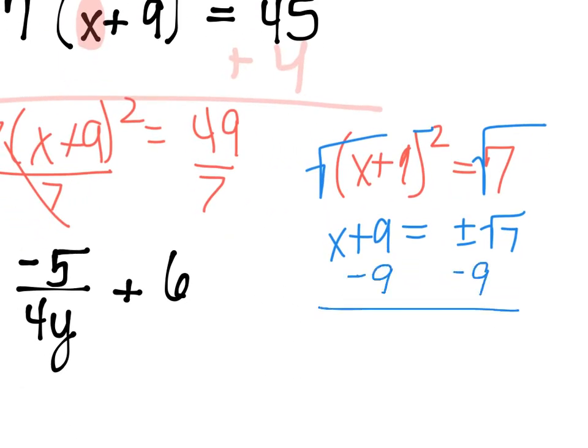Now, guys, when you do this, here's how I want you to write your answer. Put your whole number out in front, and then you have your plus minus root 7. If you write it the other way, it has to be positive root 7 minus 9 and negative root 7 minus 9. That plus minus goes in front of the root 7, not in front of the 9.